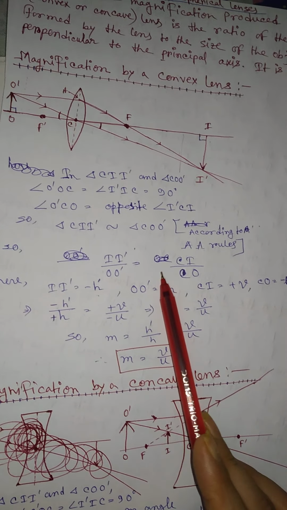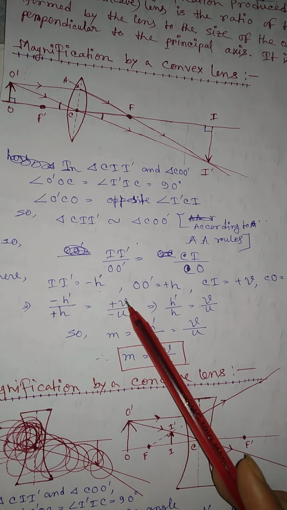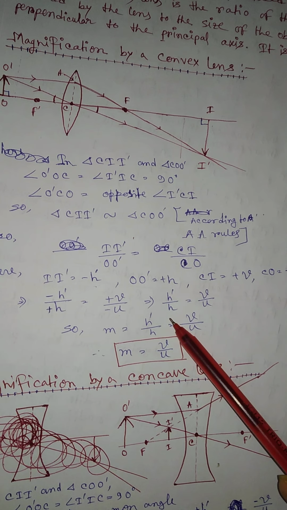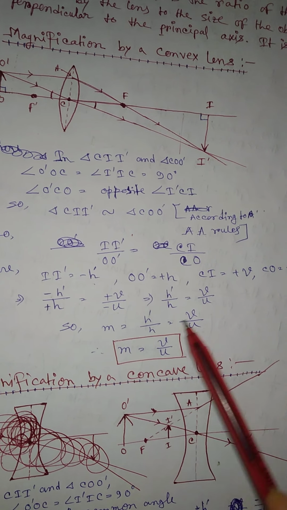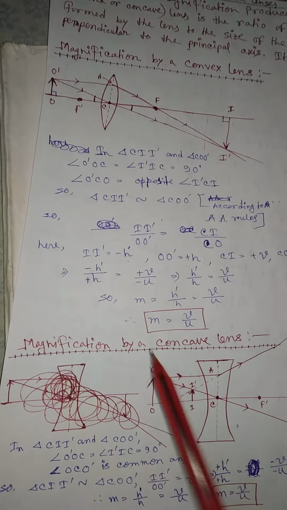So put all these values in this equation, then minus H dash by H equals plus V by minus U. Then finally we will get H dashed by H equals V by U. Now H dashed by H means m, so m equals V by U. So magnification equals V by U.